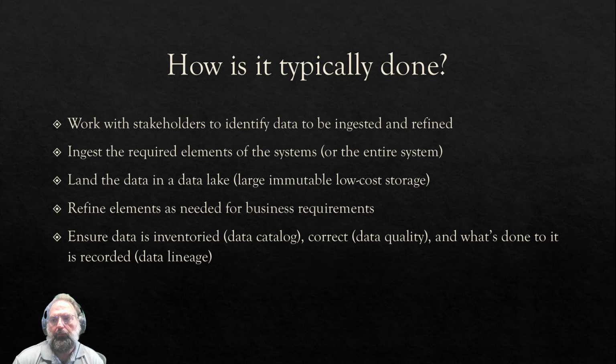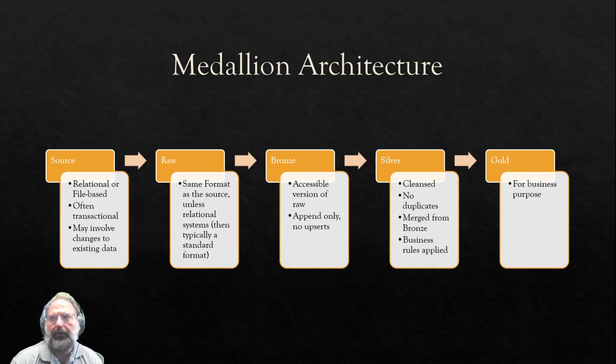Then, once you've got those things ingested, you get them into the data lake. And a lakehouse and a data lake are built upon this low-cost cloud-based storage. You typically refine the data as needed, moving it into the silver and gold layers. And then you make sure that you keep track of what's there with the data catalog. So you have an inventory. You have data quality involved to make sure that it's correct. And then you make sure that you have a way of knowing what's been done to what. So you have data lineage so that you know how and what has been done to a particular data.